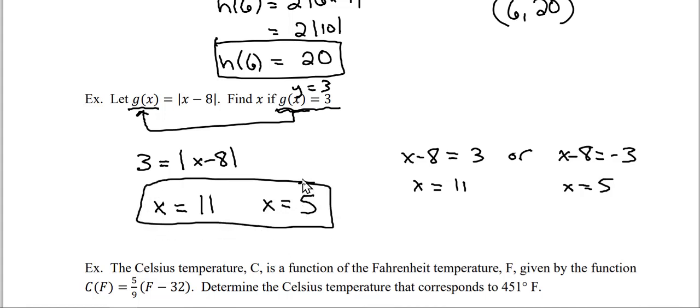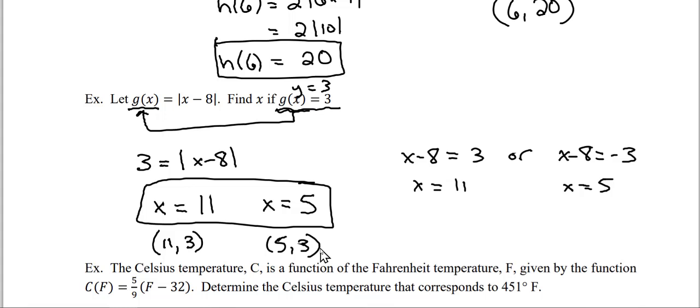Does that make this not a function? This x equals 11 corresponds to the ordered pair 11, 3. 11 is the x value, 3 is the y value, so the second coordinate in the ordered pair. Same thing for that x equals 5. This is still a function.